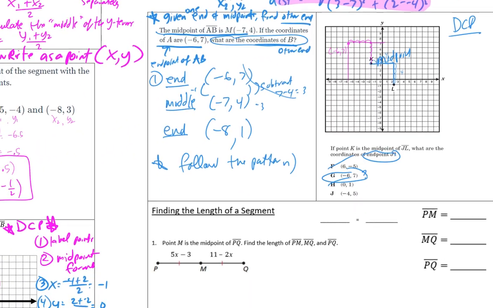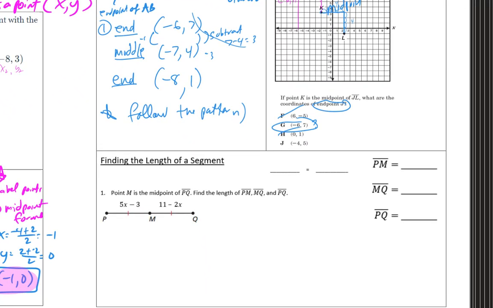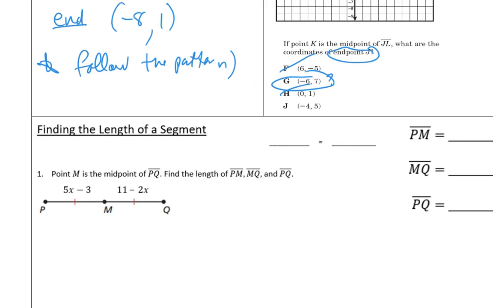All right, next. Now we got to our final problem. So this is the toughest one. It says finding the length of a segment. Point M is the midpoint of PQ. Find PM, MQ, and PQ. So this is putting it all together. I want you to do this one on your own. First thing, set up the part equals part.